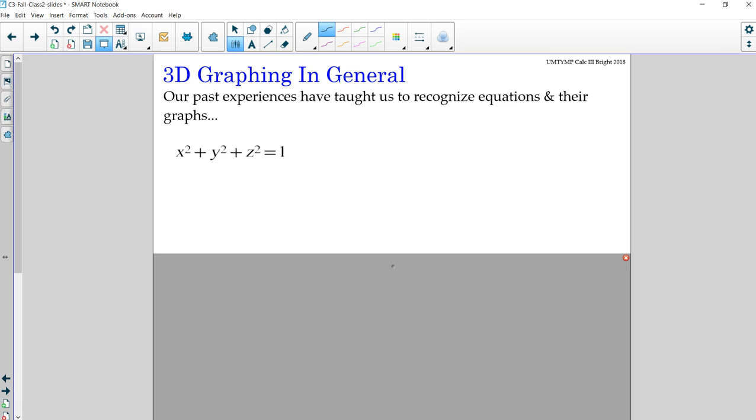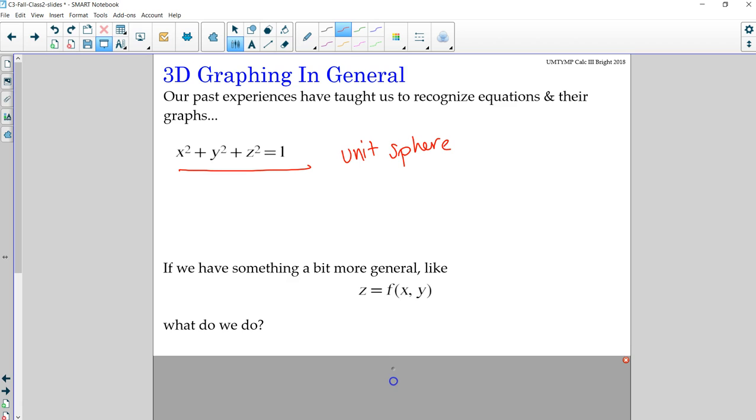For example, in this first equation here, we have x squared plus y squared plus z squared is equal to 1, and from our previous studies we know that this is really just the unit sphere. And that's fine, but not everything's going to be a nice, well-defined figure that we've seen before. So what if we have something like z is equal to f of x, y? What do we do? How do we graph that?